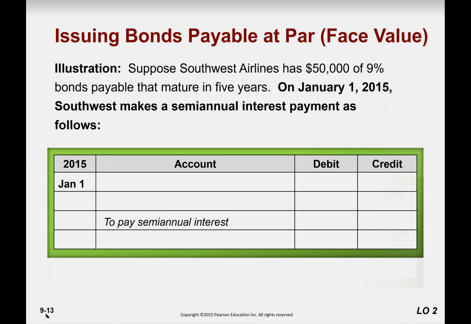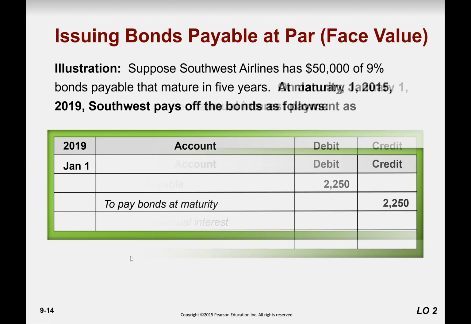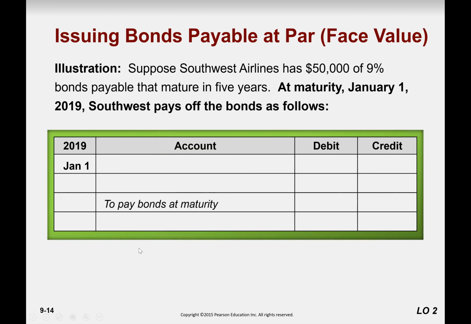Now here comes the, okay, now what happened? On July, you make the payment, interest payable to cash. That's it. Right, guys? Now here comes the challenge.